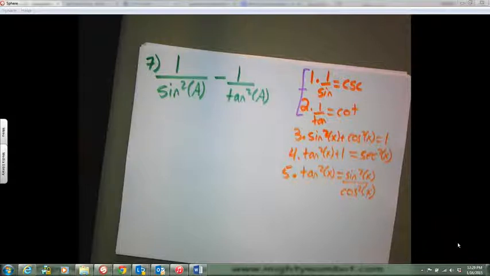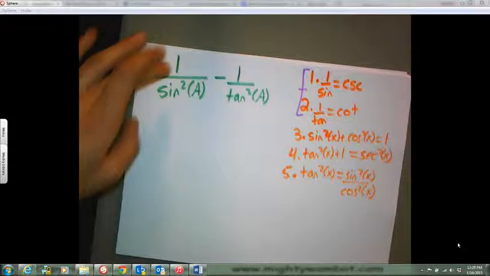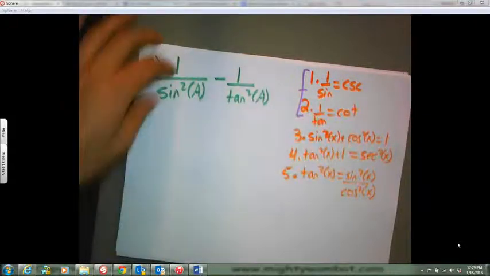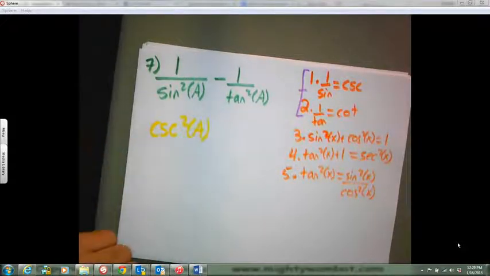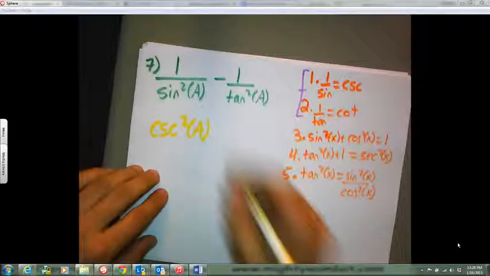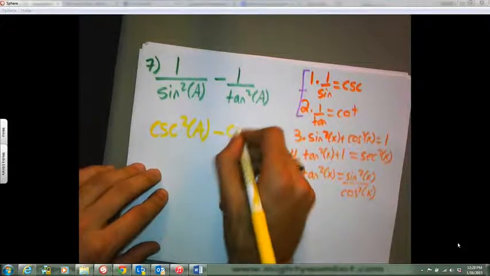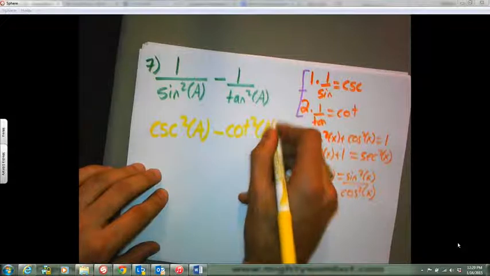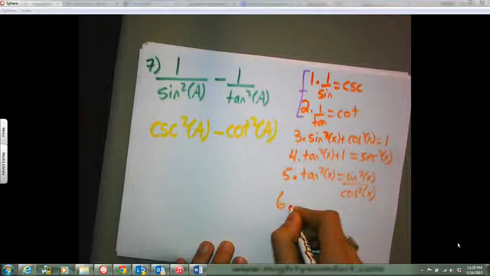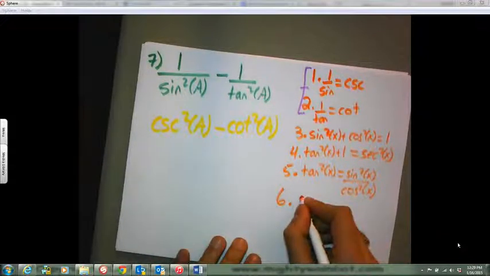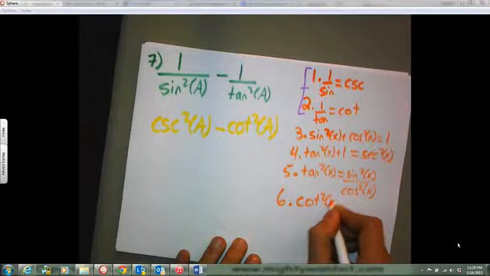So Janaea said 1 over sine is really cosecant. So this is just cosecant squared of A. And she said 1 over tan squared is really just cotangent squared of A. And then she said, remember the other Pythagorean identity, which says what? Cotangent squared of x plus 1 equals cosecant squared of x.